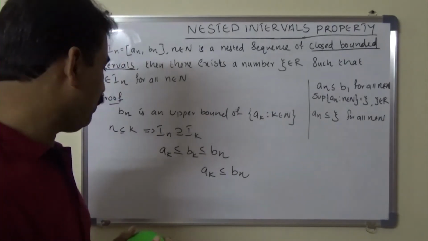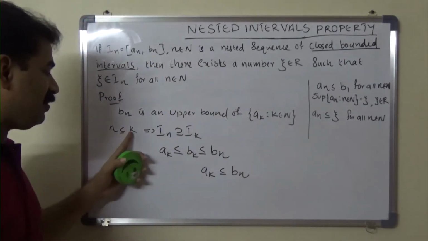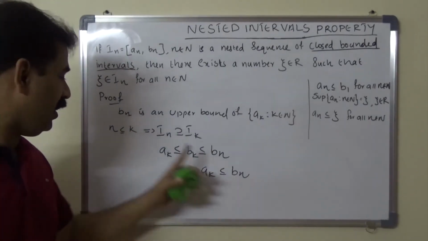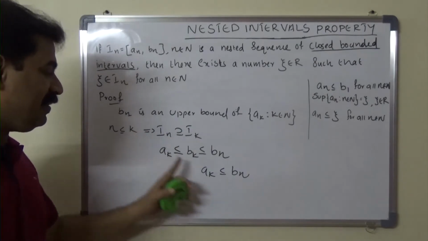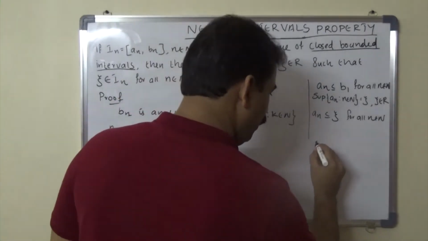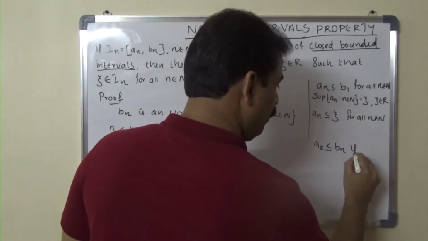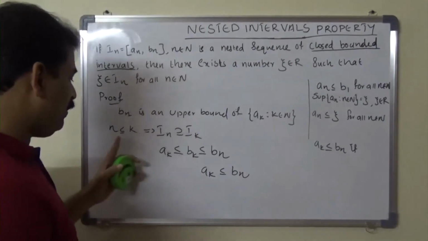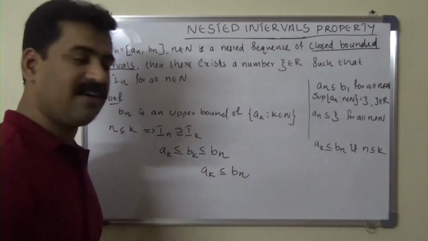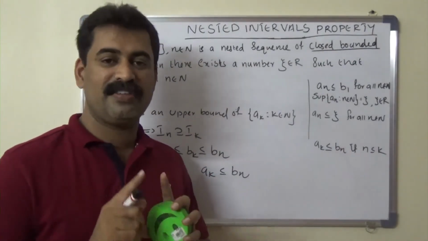So here we get, if n is less than or equal to k, then AK is less than or equal to Bn. So we can write AK is less than or equal to Bn if n is less than or equal to k.